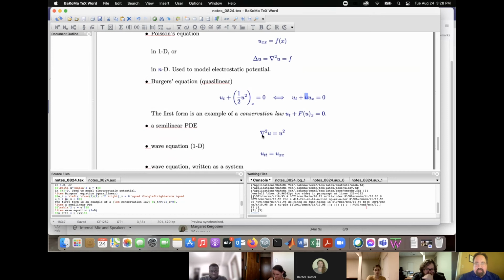Here we have a semi-linear PDE. This part we recognize from Poisson's equation, but now the right-hand side is not a function of just x, it's a function of u. So that's what makes it semi-linear.